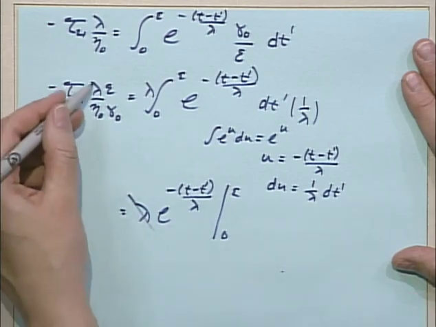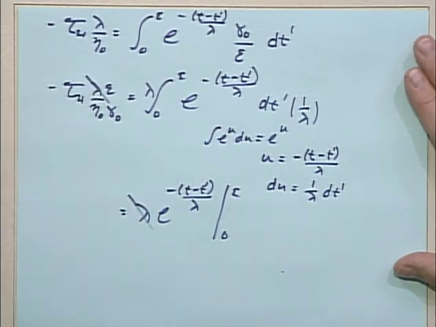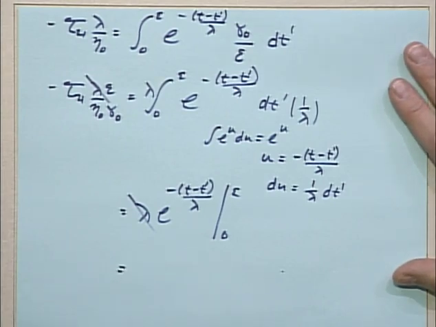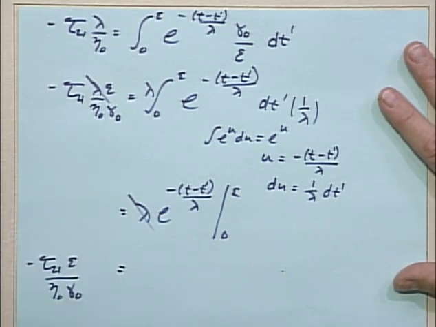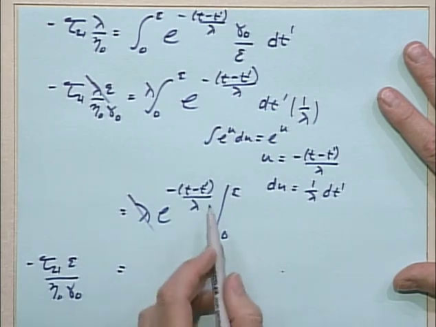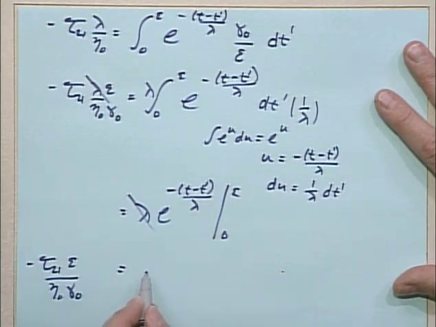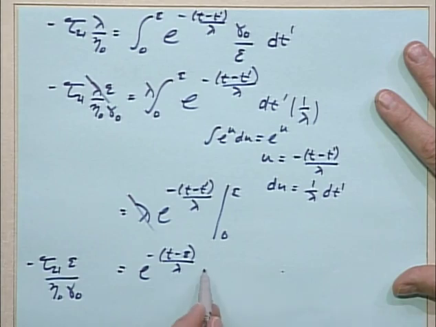This lambda is going to cancel that one. So I get minus tau epsilon over eta naught gamma naught. We're putting this in for t prime. I get e to the minus (t minus epsilon) over lambda minus e to the minus t over lambda.